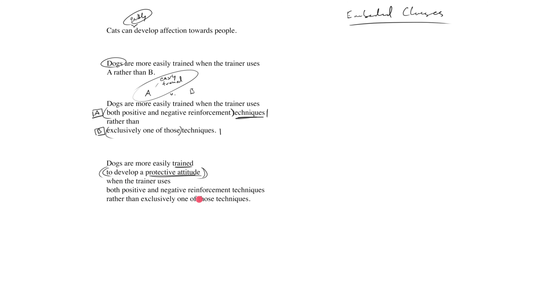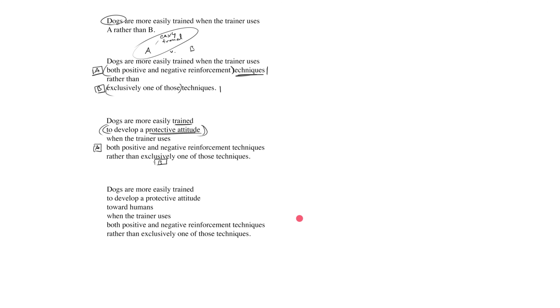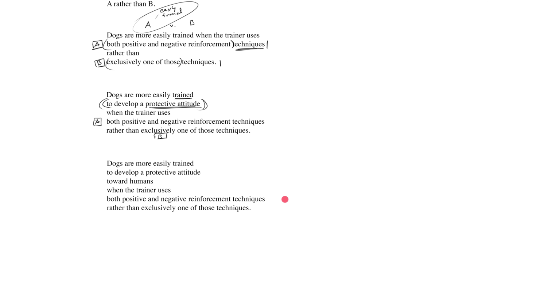And of course, the rest of it is still the same. Here's the A technique compared against the B technique over here, and still, of course, A wins. And just when you thought this couldn't get any more complicated, it does. Not by much, but it does. Dogs are more easily trained to develop a protective attitude toward humans. Now we have explicitly stated protective attitude towards what? Towards humans. So more details come out of this. And of course, the rest of this stays the same, A versus B.